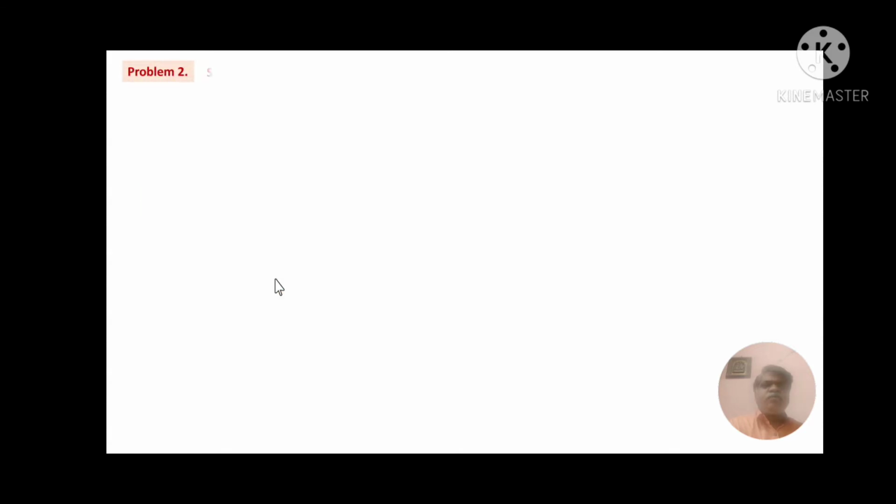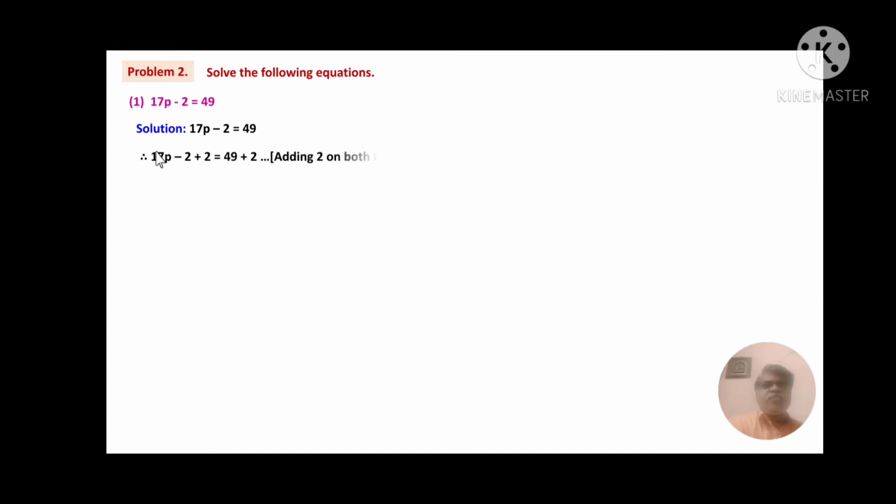Problem number 2. Solve the following equations. And the problem is 17p minus 2 is equal to 49. Here we have to find out the value of p. So let us start. The given equation is 17p minus 2 is equal to 49. Friends, on the left side, there should be only the variable. So we have to remove this minus 2 from the left side. So we have to add 2 on both sides.